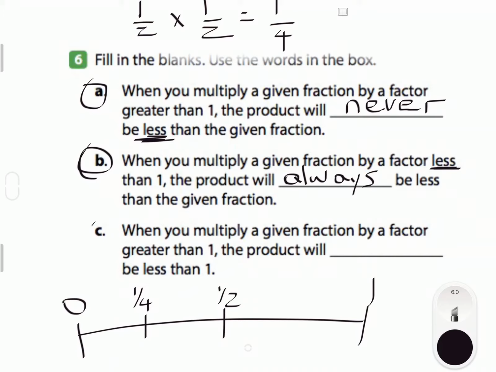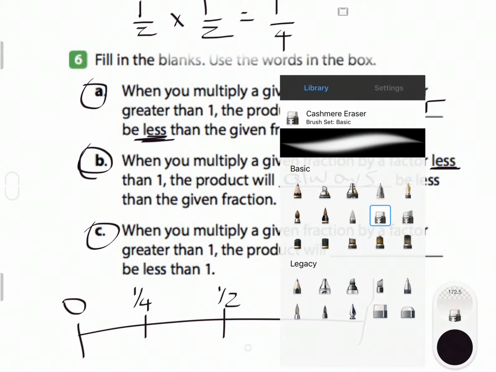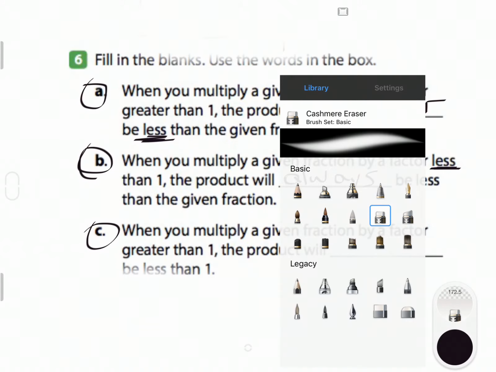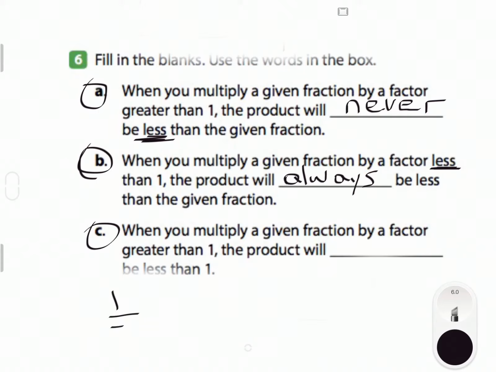All right, last one. When you multiply a given fraction by a factor greater than 1, the product will blank be less than 1. So let me slow down enough to make sense of those words. When you multiply a given fraction, and for this we've been using our given fraction as 1/2, by a factor greater than 1, here we go, we did 2 again, it still works. The product will blank be less than 1. Well, it might sometimes, right? So in this case, it's going to be equal to 1.